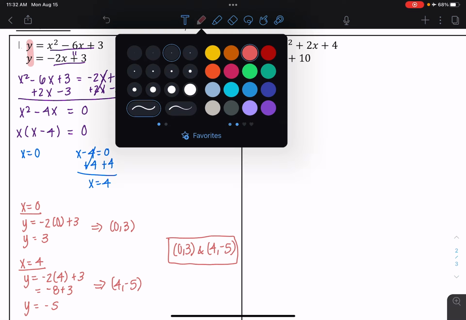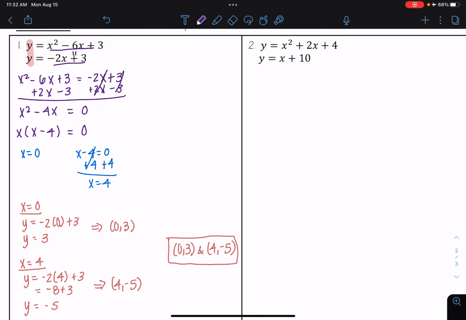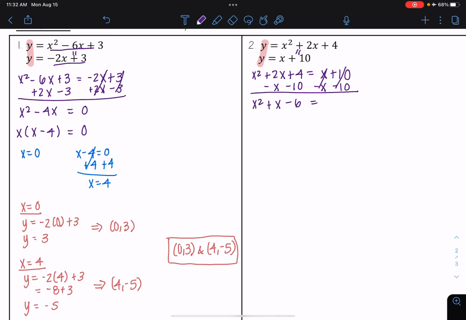Okay, let's look at another example. Here I have y equals x squared plus 2x plus 4 and y equals x plus 10. I see they're both equal to y, so I can go ahead and set these equal to each other. And so I have x squared plus 2x plus 4 is equal to x plus 10. I want this to be in standard form to be able to solve it. So I'm going to subtract x and subtract 10 from both sides. So when I do that, I get x squared plus x minus 6 is equal to 0.